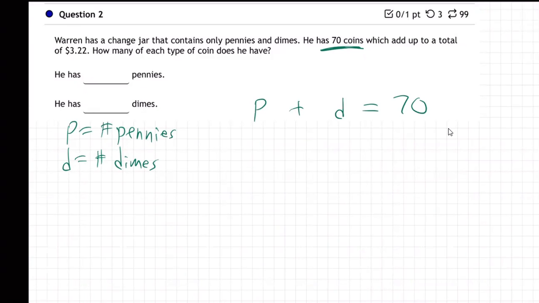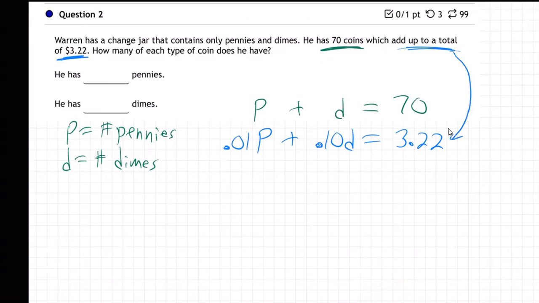And then second equation, they add up to 322. Now we're talking about their monetary value. So that's going to be 0.01 times P plus 0.10 times D adds up to 322. See how we came up with that equation?